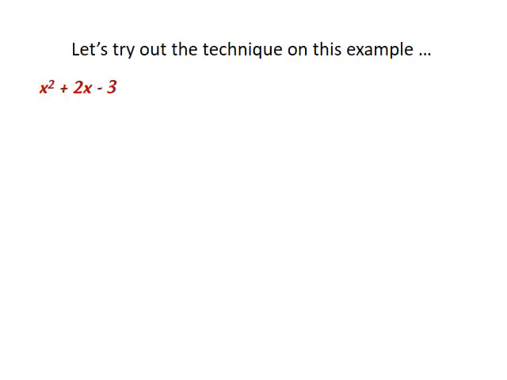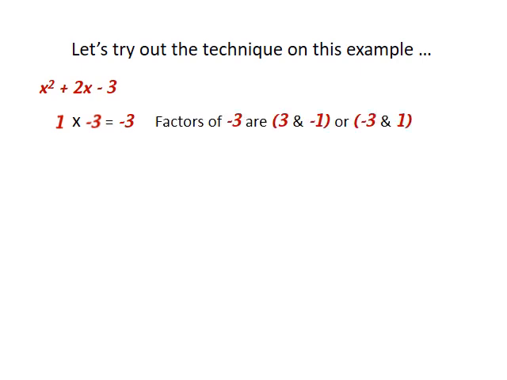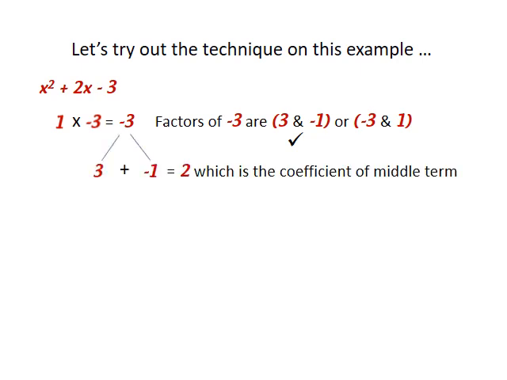We'll try to apply the technique. The coefficient of x square is 1, the constant term is minus 3. So note here that we are taking it along with the negative sign, and then when we multiply this we get minus 3. So we need to find two such numbers which give us 2 as their addition. So the factors of minus 3 are 3 and minus 1, or minus 3 and 1. So which factors do we choose? We choose the first set, because when we add 3 and minus 1 we get 2, which is the coefficient of the middle term.